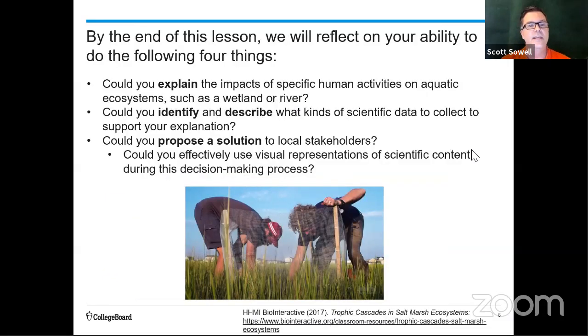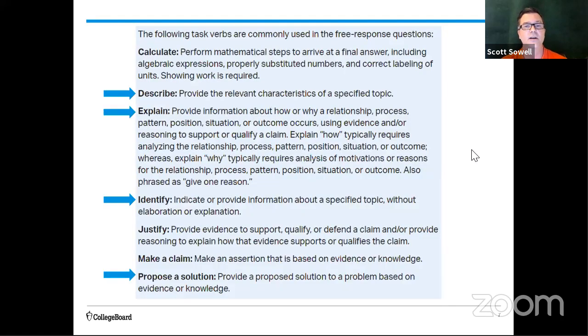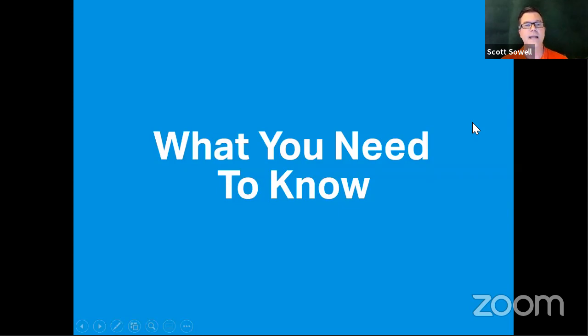You'll notice that in these questions, I've bulleted the task verbs. These are ones that you're going to see on the FRQs: calculate, describe, explain, identify, justify, make a claim, and propose a solution. These words are not used lightly. They have real meaning. Your answer, the type of answer, the length of your answer and the structure of your answer will change based on these task verbs. So I would recommend really getting to know them. The one we're going to focus on a lot today is propose a solution, that very bottom one, because that's a specific science practice. All right, so let's get started.